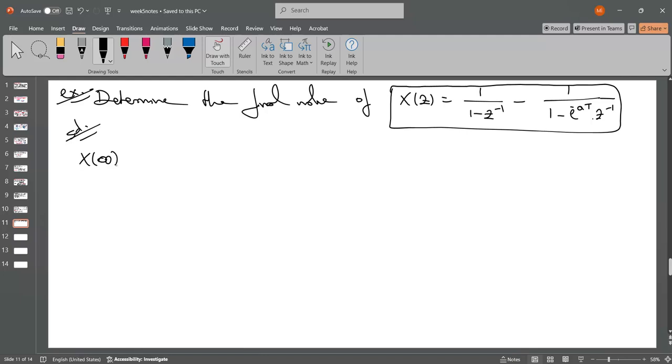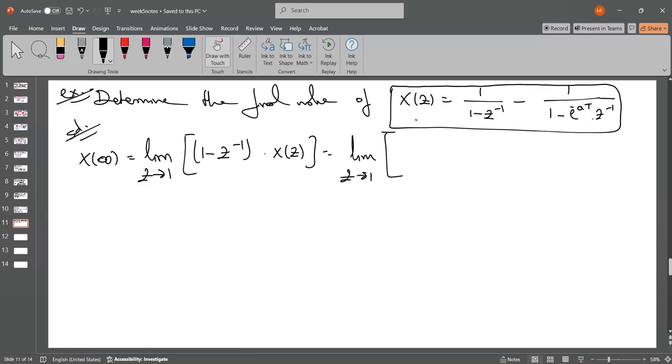X at infinity equals the limit z going to 1 of (1 minus z to the power of minus 1) times X(z), which equals the limit z going to 1 of (1 minus z to the power of minus 1) times 1 over (1 minus z to the power of minus 1) times 1 over (1 minus e to the power of minus aT times z to the power of minus 1). Okay? These are the transforms. And after that, if we multiply this term with this one, this is going to be 1, right?